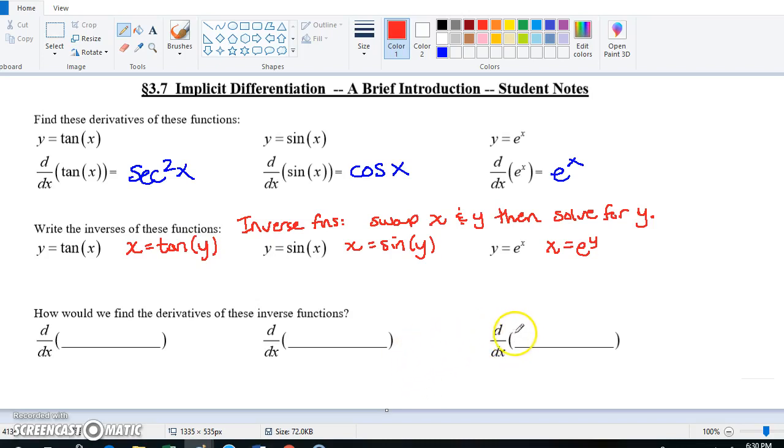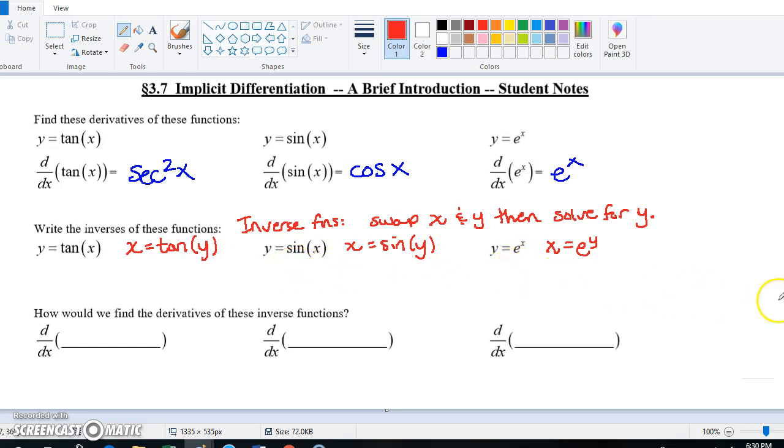Today in class we looked at implicit differentiation. First we reviewed the derivatives of tangent of x, which is secant squared x, sine of x, which is cosine of x, and e to the x, which is e to the x. Next, we wrote inverses for three functions: the tangent of x, the sine of x, and e to the x.